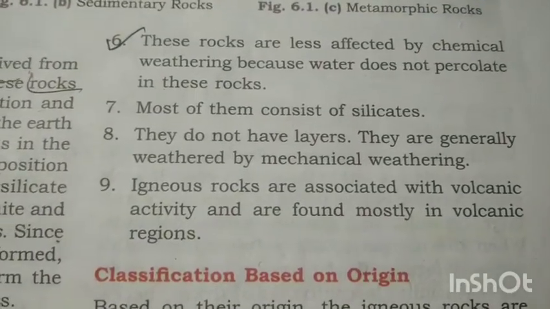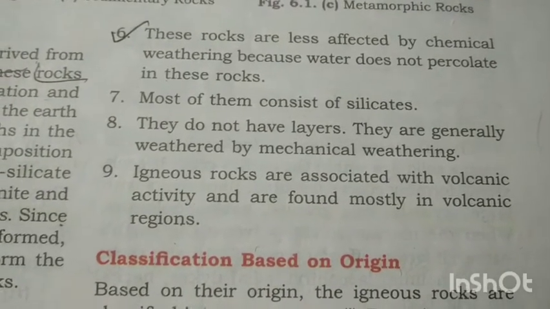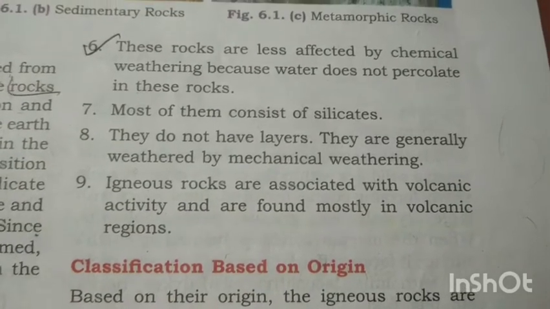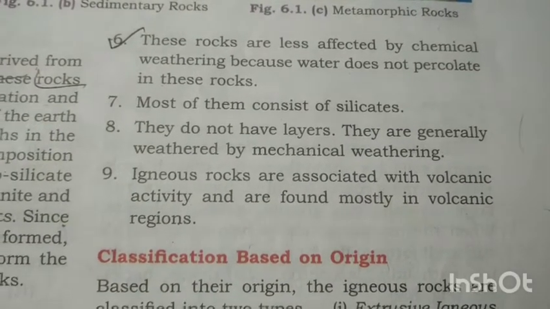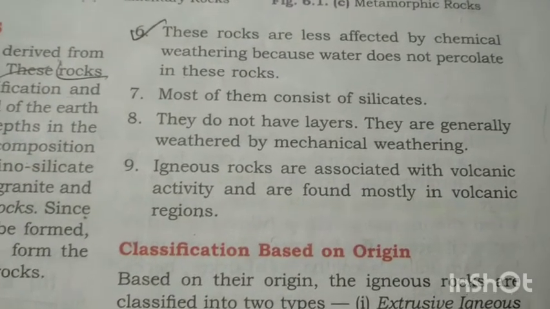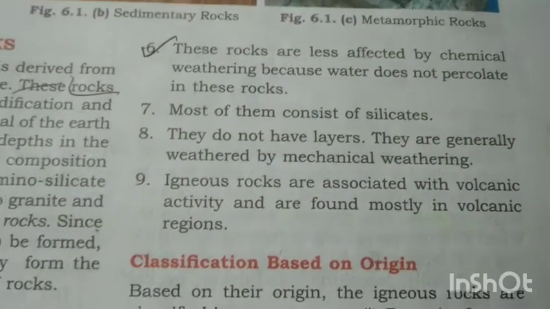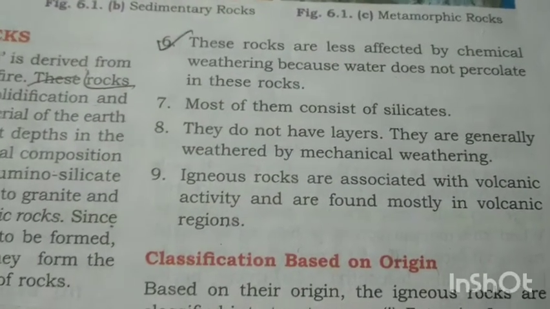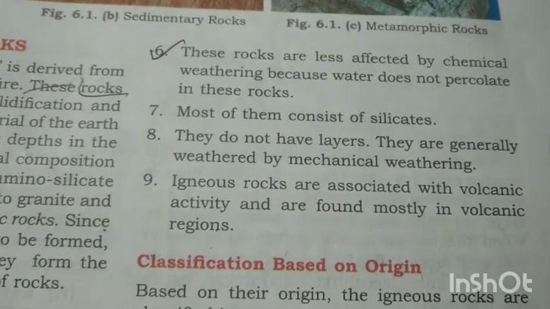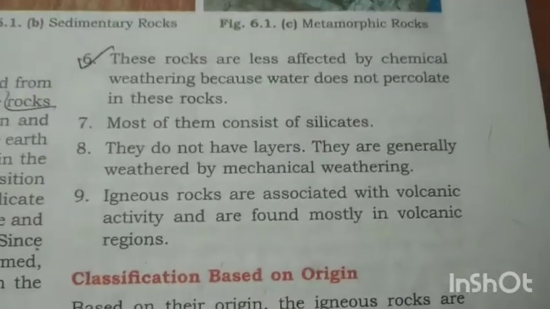Silicate is a type of mineral whose chemical formula is Si. And these rocks are less affected by chemical weathering, because water does not percolate in these rocks. There is one chapter in your geography syllabus, that is weathering. Weathering refers to the decomposition of rocks, and there are 3 types of weathering, which we will study later.